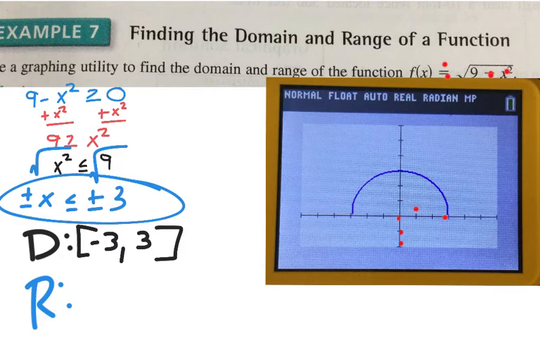I know it doesn't look like it gets quite to 0 because these graphing calculators are not perfect. But it's right at 0, the lowest value. So the lowest y value, I'm going to put 0, included.